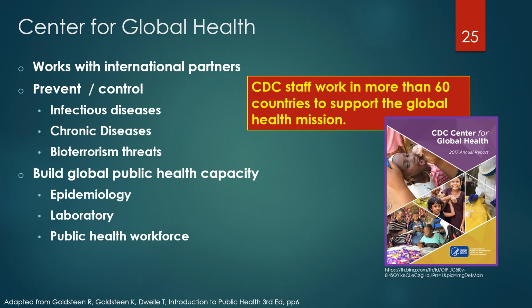The Center for Global Health works with international partners, including ministries of health and the World Health Organization, WHO, to prevent and control infectious agents like AIDS, polio, measles, influenza, malaria, etc., and chronic diseases, and identification and containment of bioterrorism threats. The center also supports the building of a sustainable global public health capacity through the development of epidemiological and laboratory resources and international public health workforce. CDC staff work in more than 60 countries to support the global health mission.